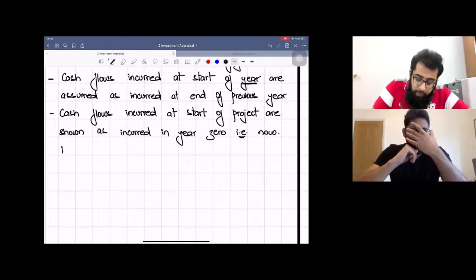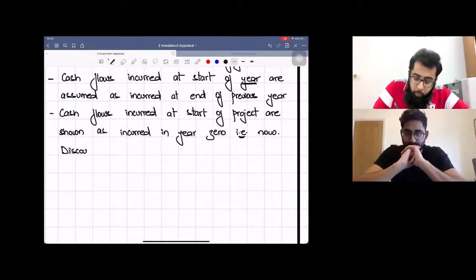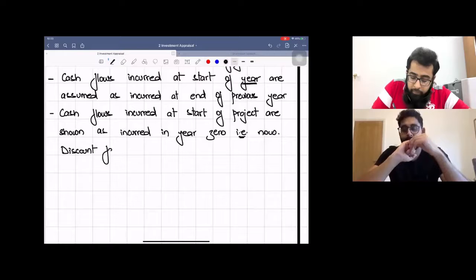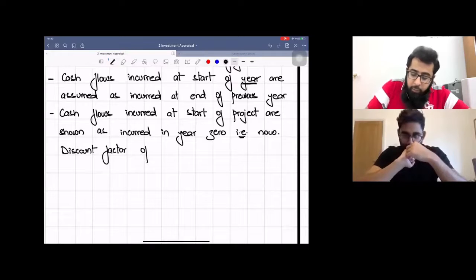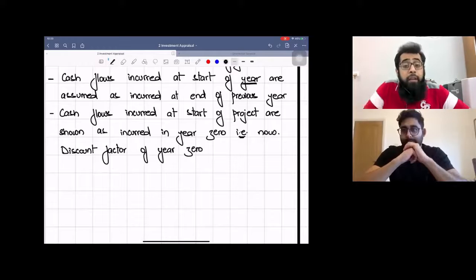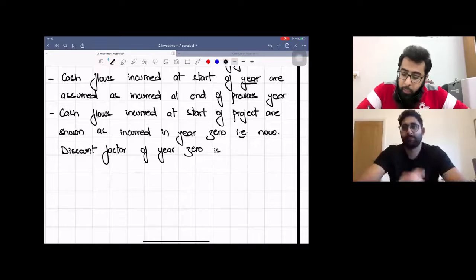Okay. Discount factor of year 0 is 1. Now, what do you mean by 1? 1 means that present value and the future value will be same. Discount factor of year 0 is 1.